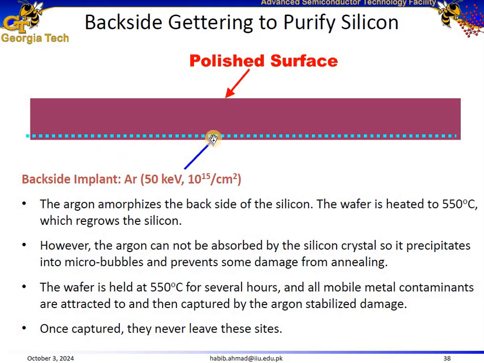Once these contaminants are trapped, they actually stay in the backside region and do not affect the top side, which is the active side for fabrication of devices. The importance of this process is that it significantly improves wafer purity, enhancing the performance and reliability of semiconductor devices by keeping the active side clean. So in conclusion, the backside gathering actually ensures high quality wafers, protecting the front side from impurities and thereby improving the device functionality, longevity and performance.